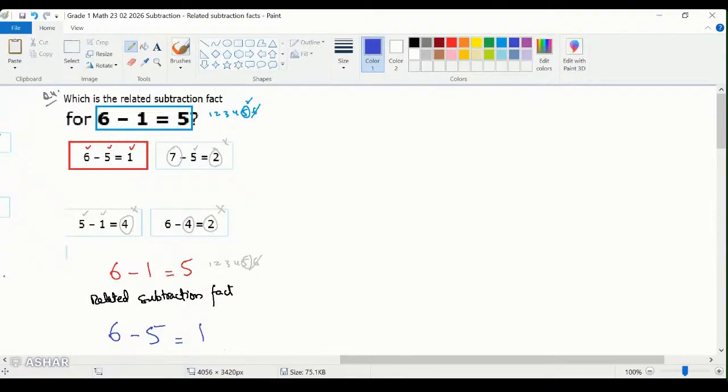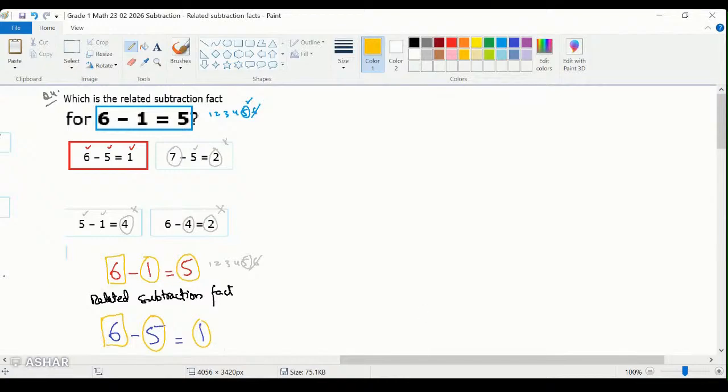For the next question, it says, what we need to see is that this was 6 minus 1 equals 5. 6 stays in its place. Only the positions of 5 and 1 are swapped, right?